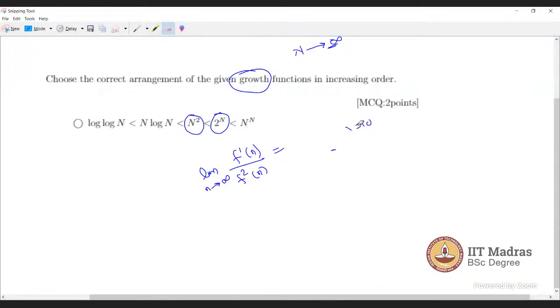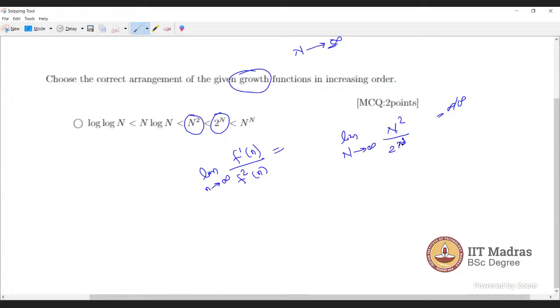Okay, let's try one thing. Let us take n square and 2 to the power n. So limit n tends to infinity n square upon 2 to the power n. And how to solve this limit? Yes, anyone? Sir, we have to use L'Hopital's rule. Because when we put infinity here instead of n, we are getting infinity by infinity, right? Yes. So here we need to apply L'Hopital's rule.